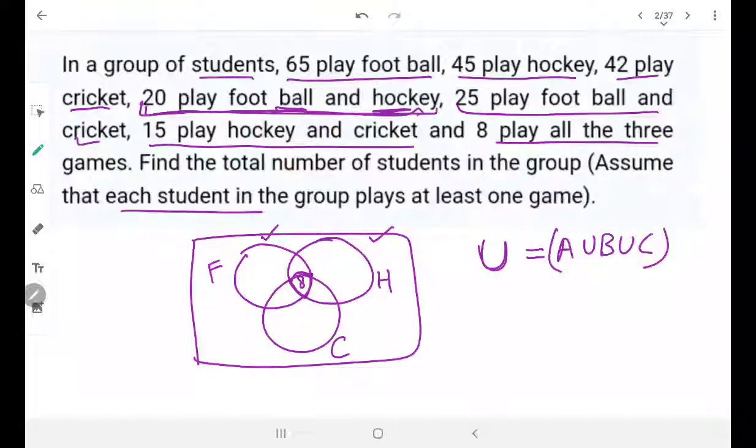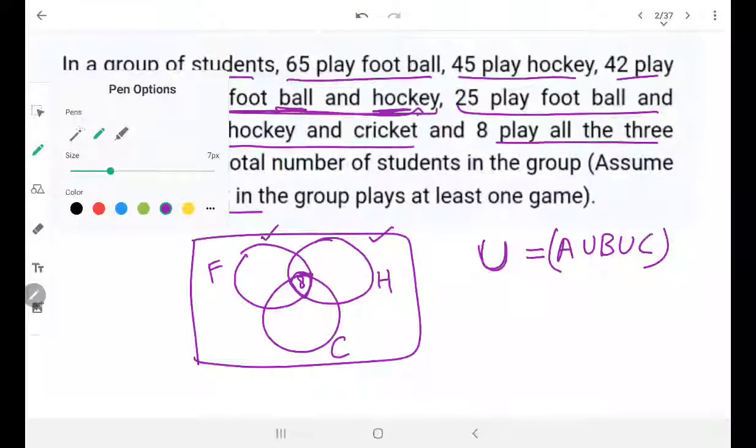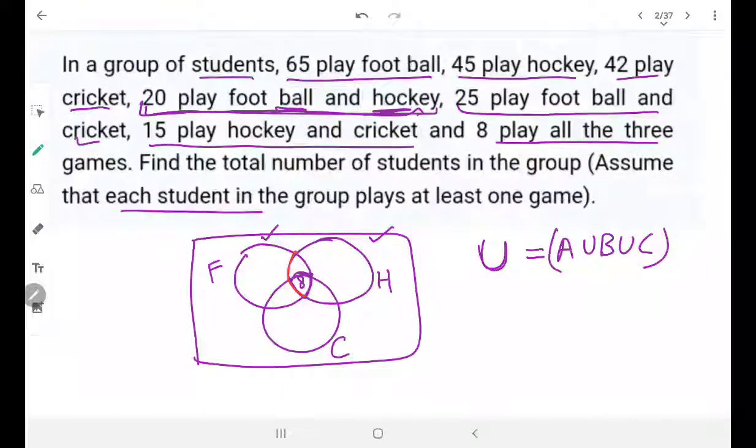20 play these together. See, now if I highlight, this is what they are saying. This total is 20. Already this is 8. So how much would it be? 12. Right? This is the important thing. You must understand it. Next they said 25 play football and cricket. So 25 play football and cricket are these ones. 8 is already there, so 25 minus 8 will be 17. So those 17 will be here. This part only. This is 17.